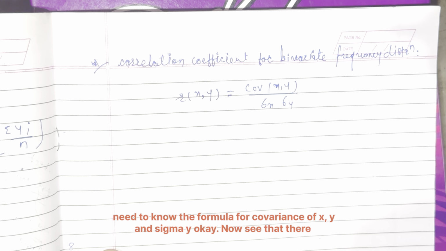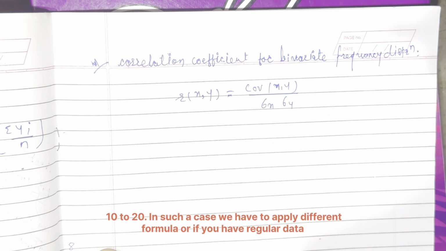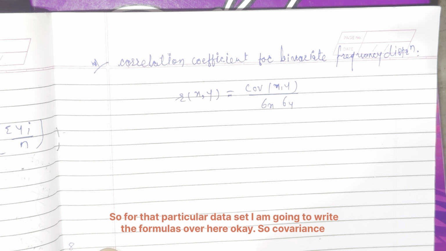Now, there are multiple types of data sets. Some data sets give us interval values like 0 to 10, 10 to 20, and in such a case we have to apply a different formula. If you have a regular data set like 10, 20, 30, then you have to apply another formula. So for that data set I'm going to write the formulas over here.